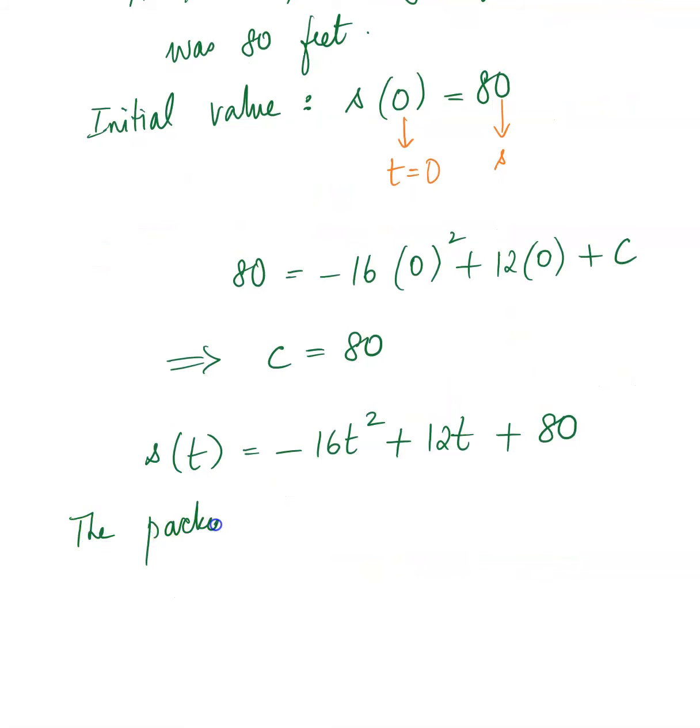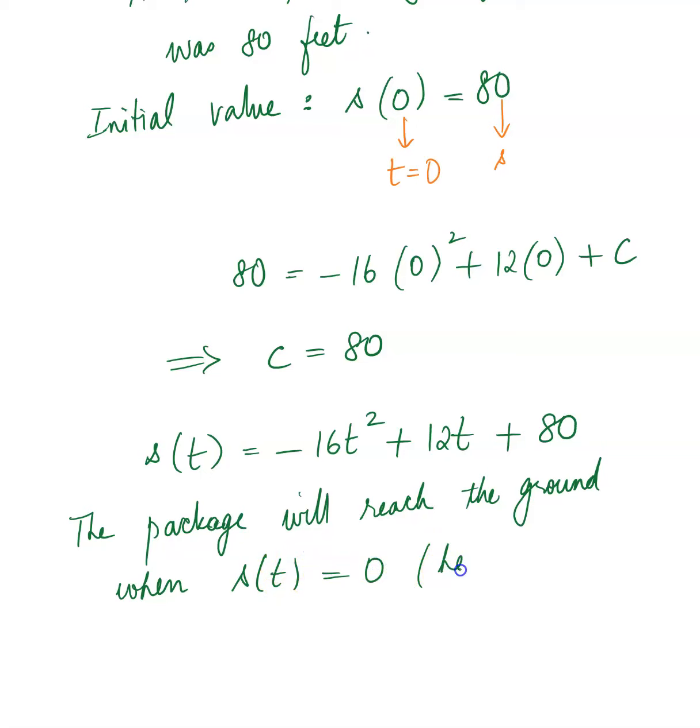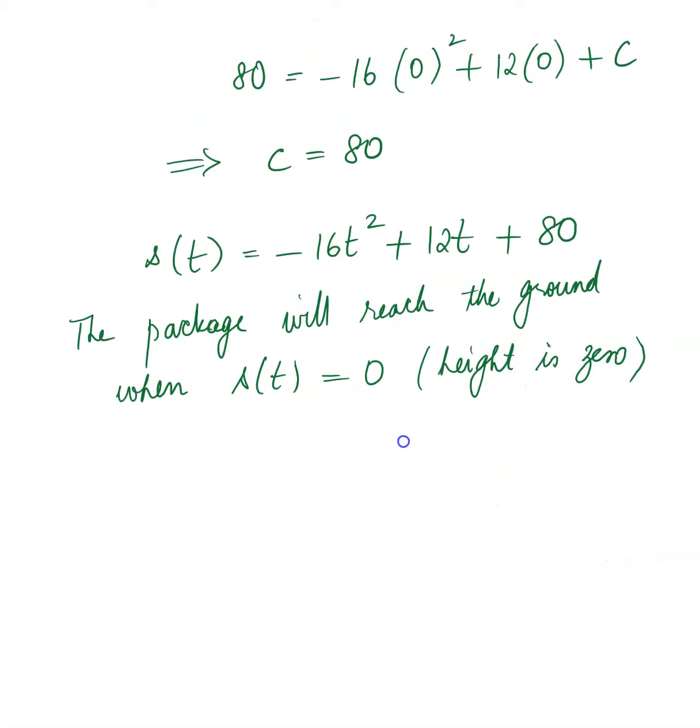The package will reach the ground when the height is 0, when s of t is equal to 0. Height is 0. So it's complete reasoning out, where you realize that I can build an equation like this, where I can set the s of t to 0. Again, we've seen these kind of problems. It's a question of putting them all together in this kind of sequence. So you set this equation to 0.